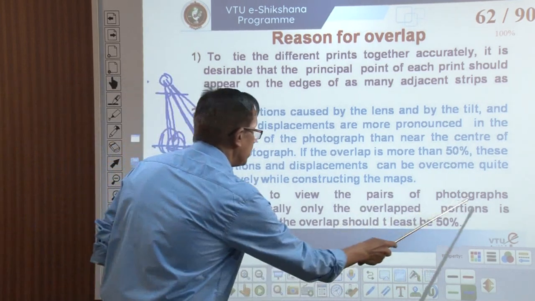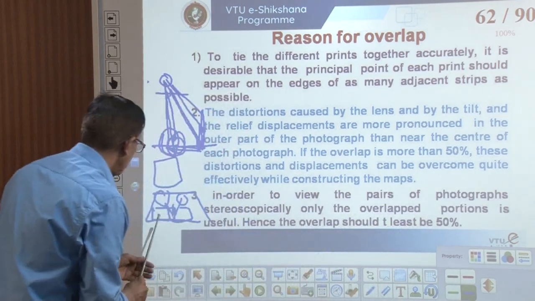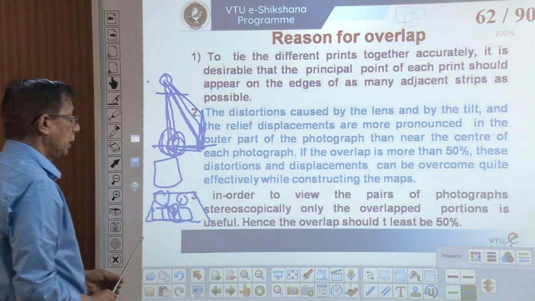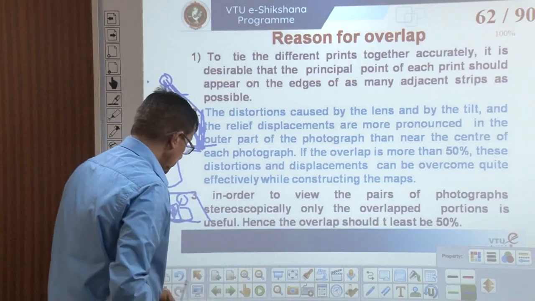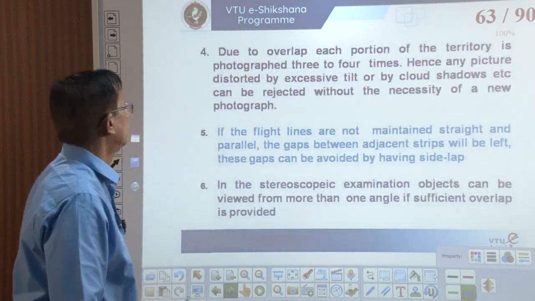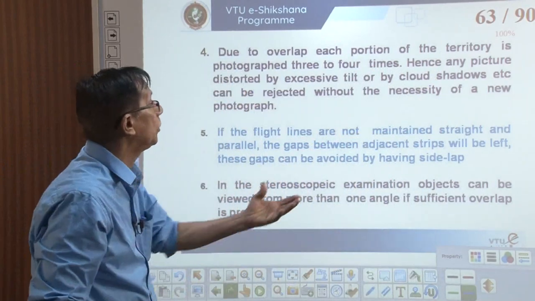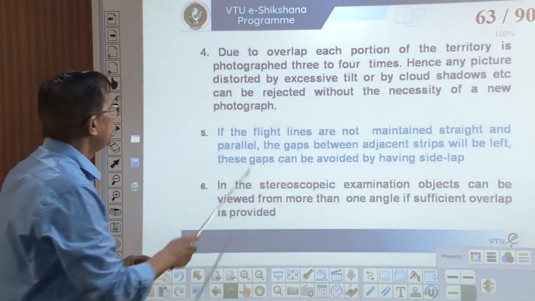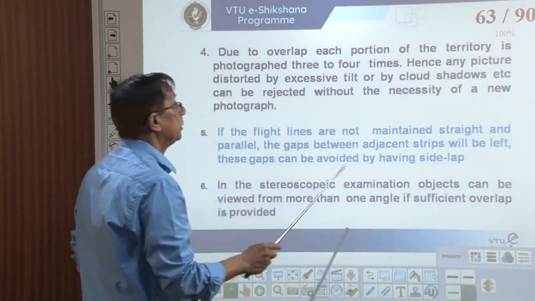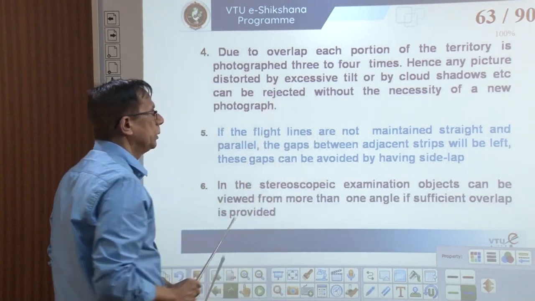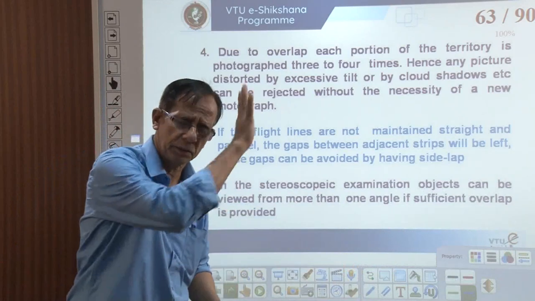In order to view the pairs of photographs stereoscopically, only the overlapped portions, which we focus on, are important and useful to get the real ground condition. Due to overlap, each portion of the territory is photographed three or four times. Hence, any picture distorted by excessive tilt or by cloud, etc., can be rejected without the necessity of a new photograph. Because I have overlap, I can take one more photograph and reject this one.